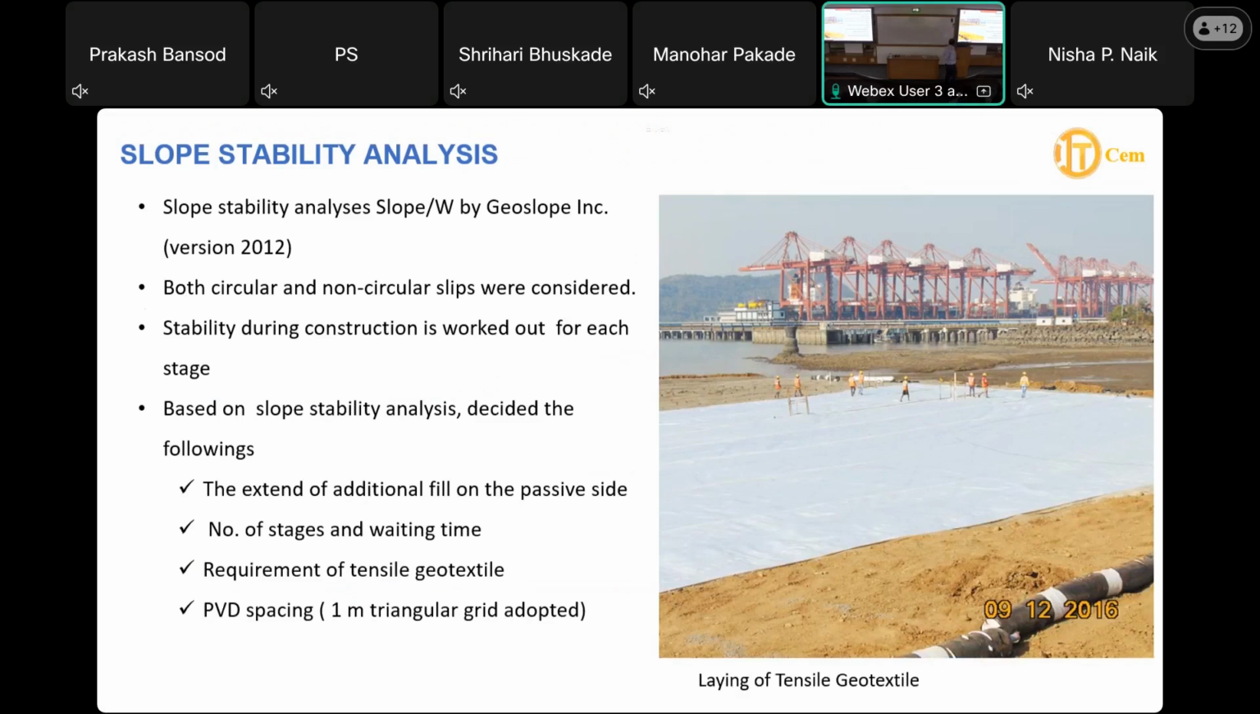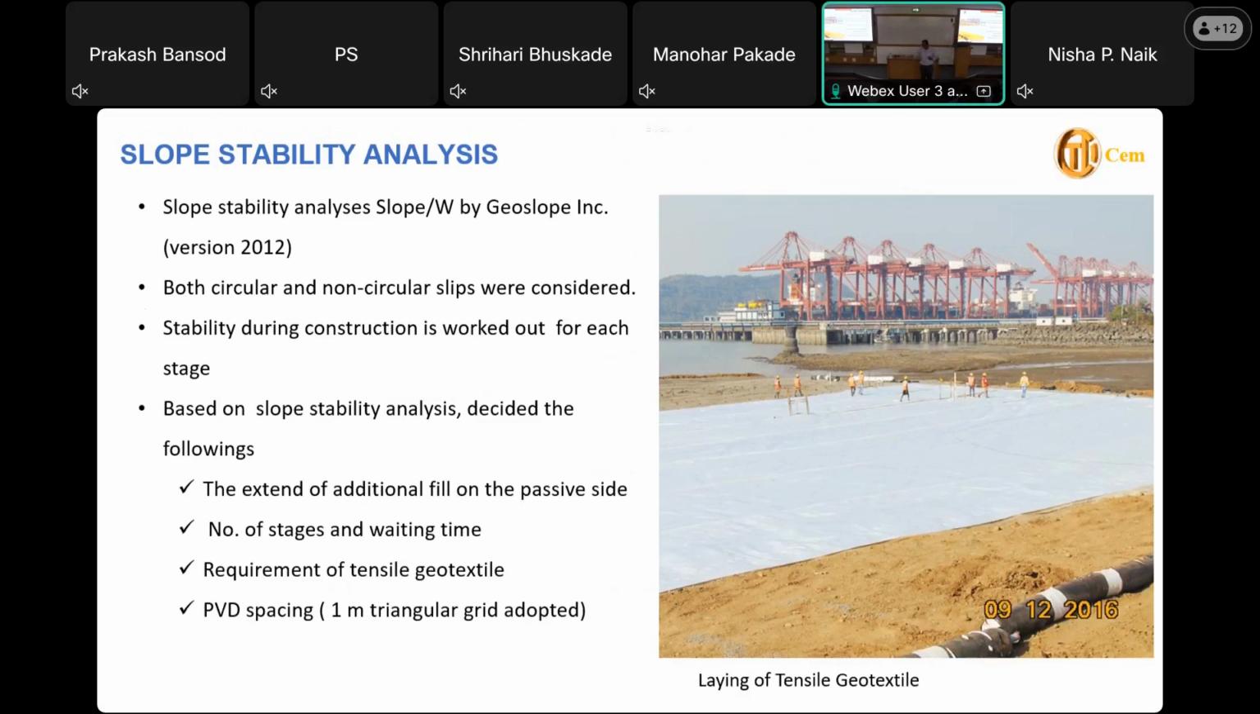This is the stability calculation. We have done all the stability calculations in each and every stage with the Slope/W software, with the considerations for each area, and circular and non-circular slip circles have been established and analyzed. With this calculation, what are we getting here? How much extent of extra fill is required to ensure the stability?